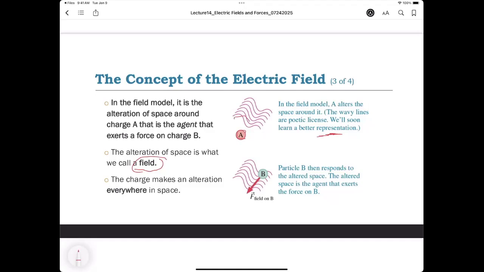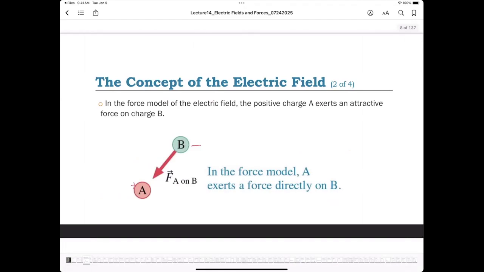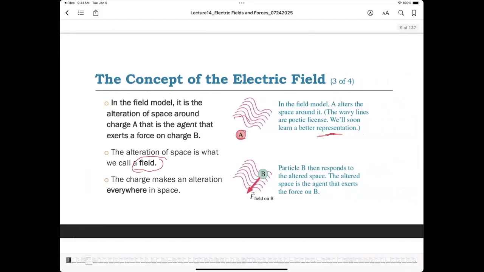And the particle B then responds to the altered space. The altered space is the agent that exerts the force on B. Sometimes you will have the question: A and B don't touch, they have space between them, but they have a force like the electric force. How can they do this? Even though B and A have a distance, A alters the space around it, and B, in this altered space, responds to it, and then the force comes out. Does it make sense to you?